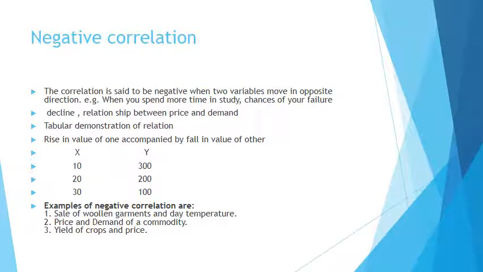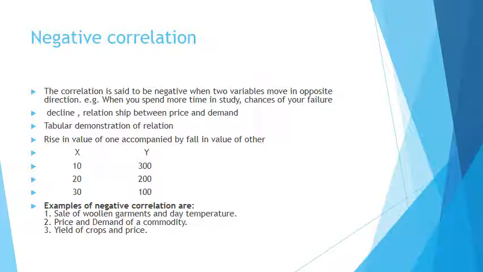Negative correlation. Correlation is said to be negative when two variables move in opposite direction. For example, when you spend more time in study, chances of your failure decline. For example, relationship between price and demand. This is explained through one table. That is, when value of one variable increases, the value of other decreases. Value of x increases from 10 to 20, 20 to 30. The value of y decreases from 300 to 200, 200 to 100.